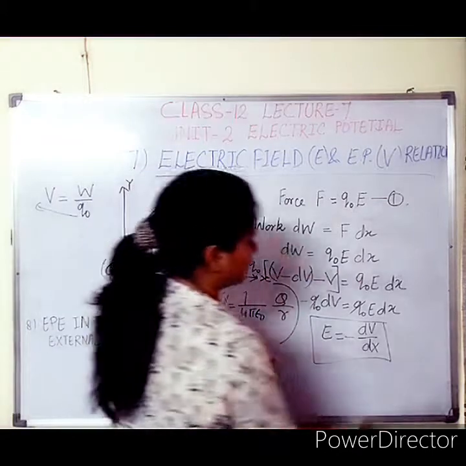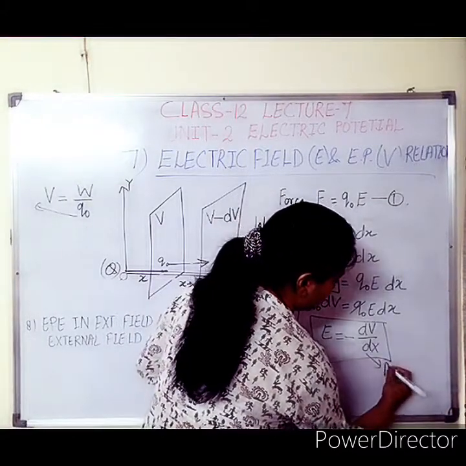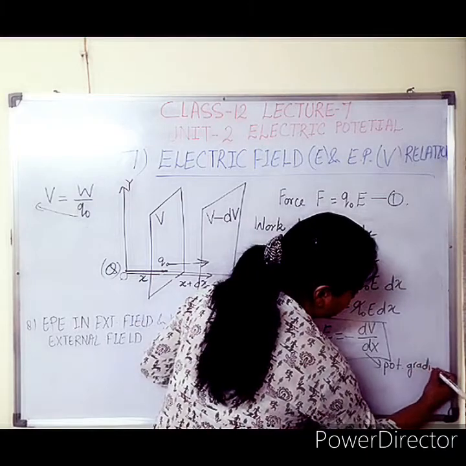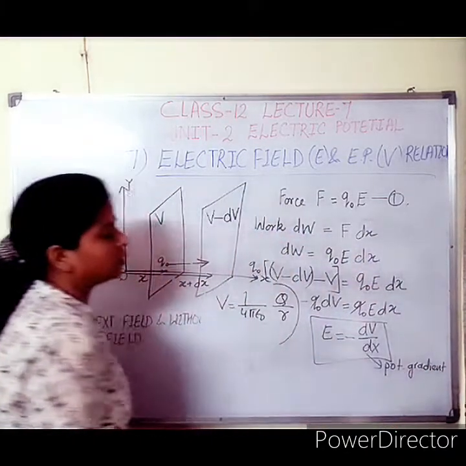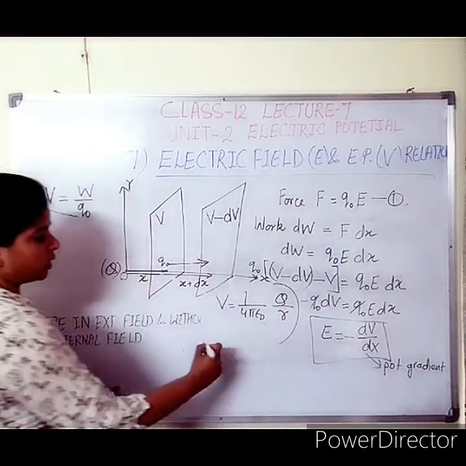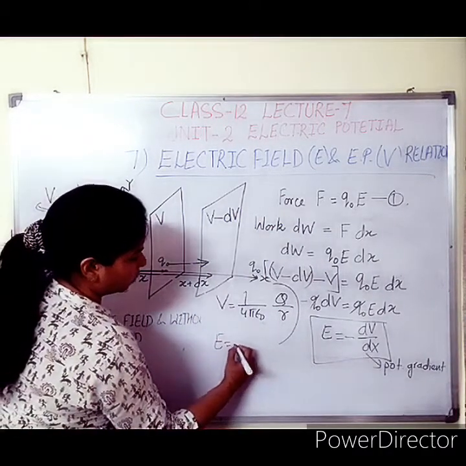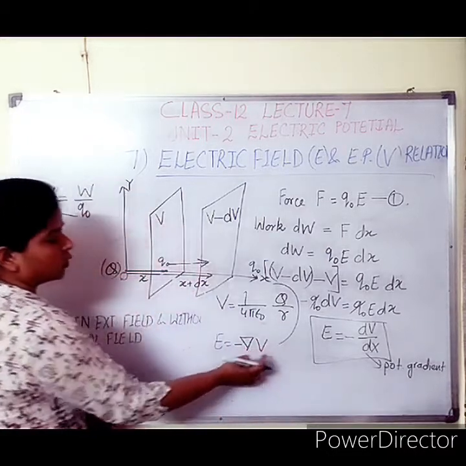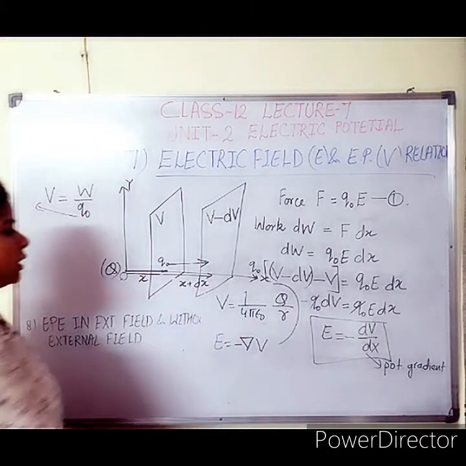It is known as gradient. So this one is called potential gradient. Mathematically it is called gradient. We can write this term in this manner: E is equal to minus gradient of V, that is, minus del V.